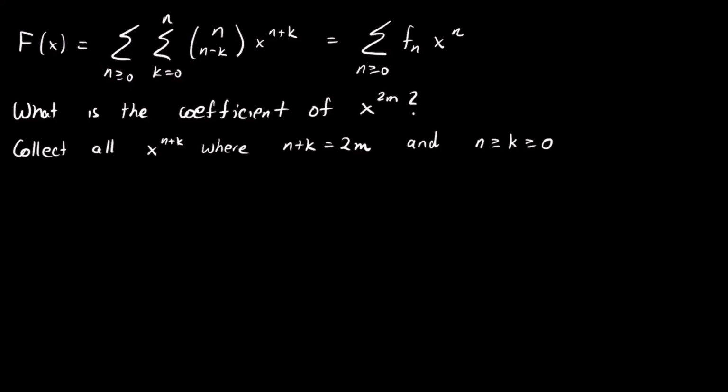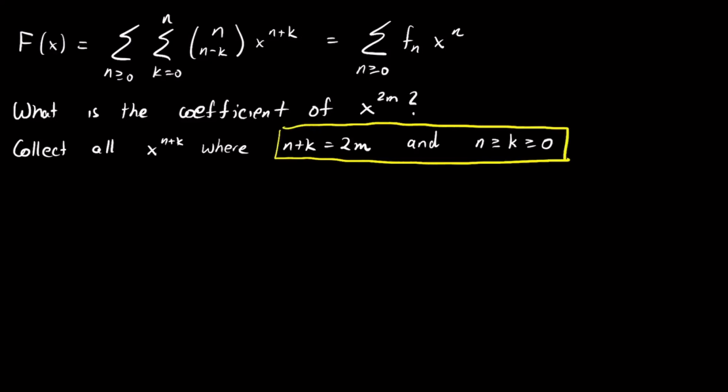So what I'm going to do is collect all the x to the n plus k, where n plus k is equal to 2m. Remember, I want the power of x to be 2m, and I know that n has to be bigger than or equal to k, which has to be bigger than or equal to 0. So that's how this information can be summed up over here. Okay, so let's do that. Well, let's analyze this first.